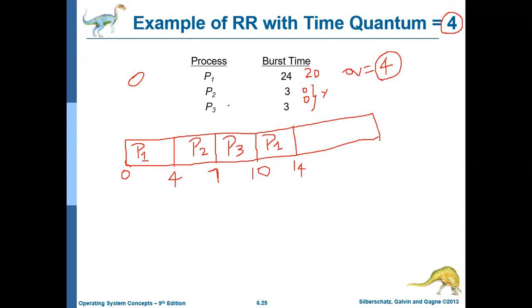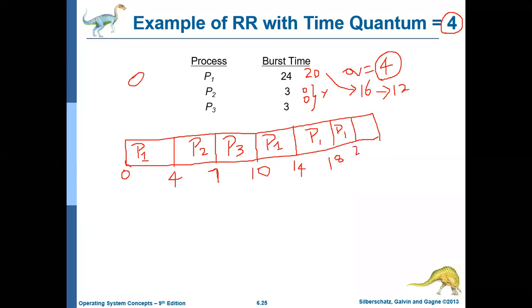Again, the operating system will check whether there is any other process in the ready queue. No, so P1 will continue. After 14 milliseconds, it has 16 milliseconds remaining. Again it will continue up to 14 plus 4, 18 milliseconds. After that the remaining time is 12 milliseconds. Then it will continue up to 22 milliseconds. As there is no other process in the ready queue, P1 will keep continuing. After 22 milliseconds, the leftover is 8 milliseconds. Again it will continue up to 26 milliseconds.